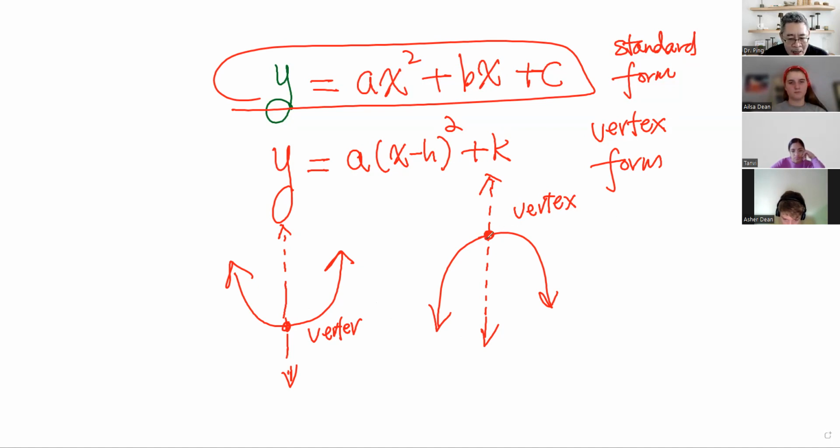That means the left half and the right half, if you fold it, will match each other. Or you can think of this as a mirror, and we'll have a mirror image. One side is a mirror image of the other. So that's basically the basic properties of a quadratic function. This graph is called a parabola.